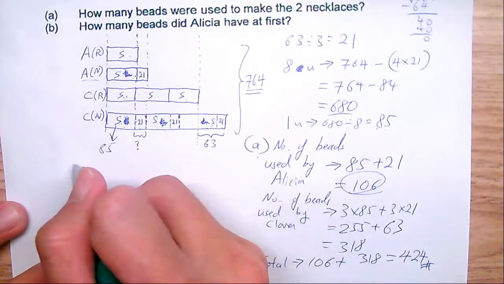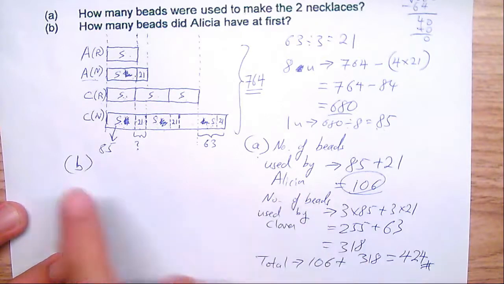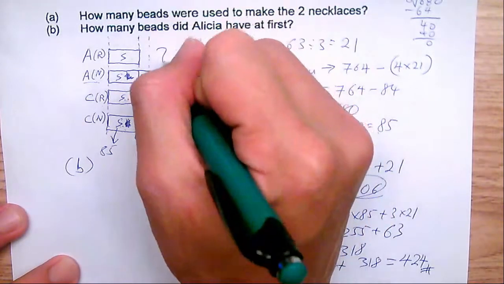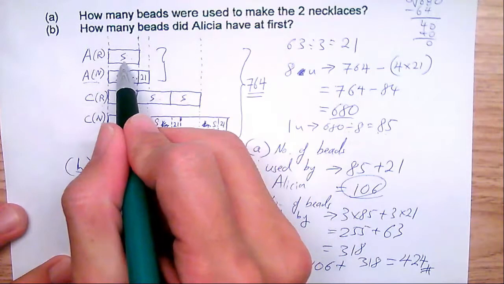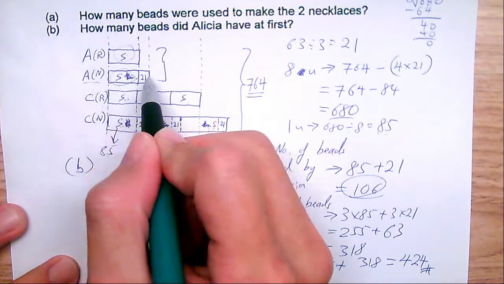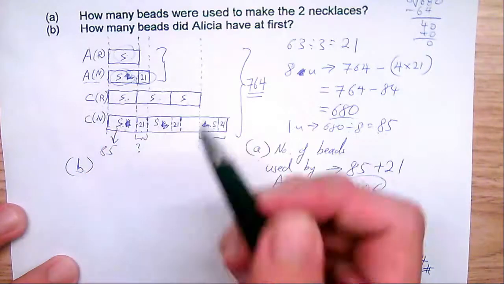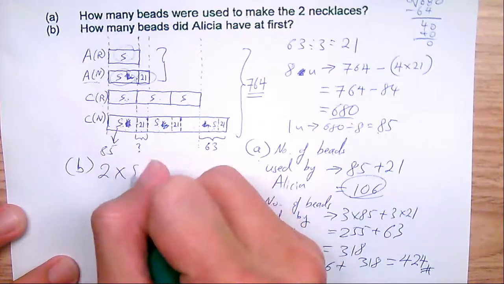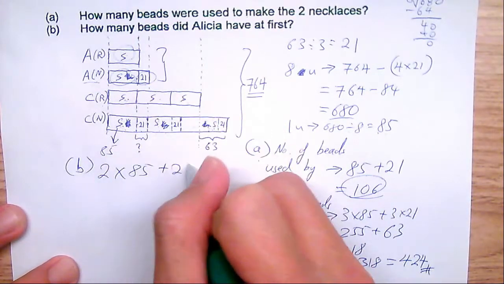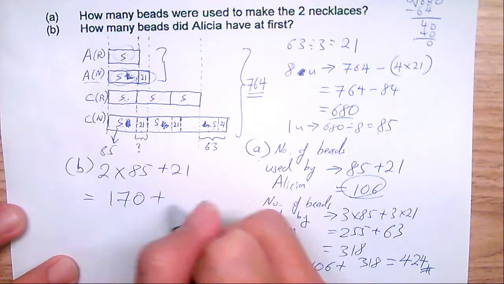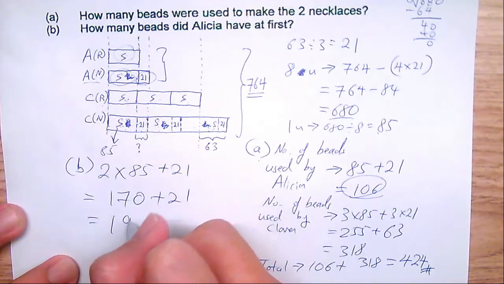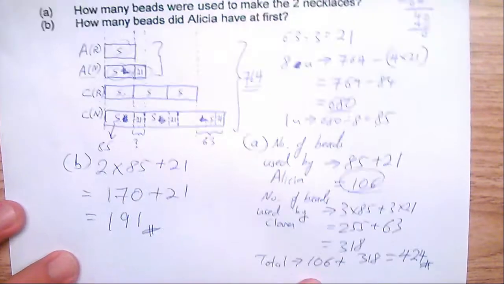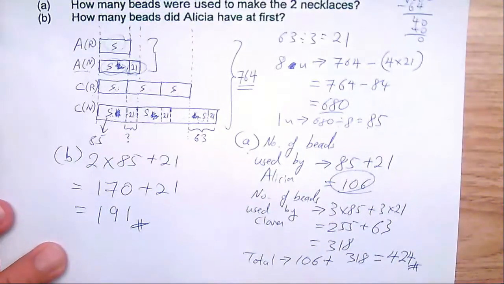So next, now deal with B. They say, how many bits did Alicia have at first? Now this is very simple, right? Because for Alicia, she had 2 small bars and 21, and this is her total. And we know that 1 small bar is 1 unit, right, which is 85. So it's 2 times 85 plus 21. That will give us 170 plus 21, giving us 191. Simple. Okay, done. Easy. Okay, so I hope you all use this method.